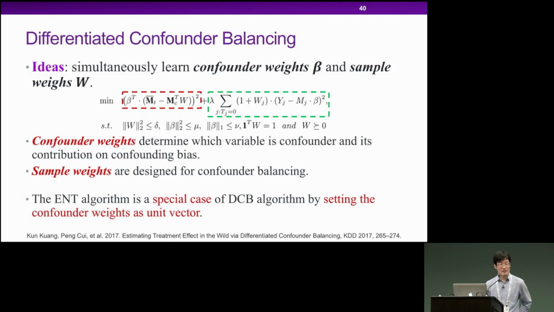So you can see that in this model, the entropy balancing algorithm is just a special case of the differentiated confounder balancing if we set the confounder weights to be a unit vector. Right? So this is a more general formulation of this problem.